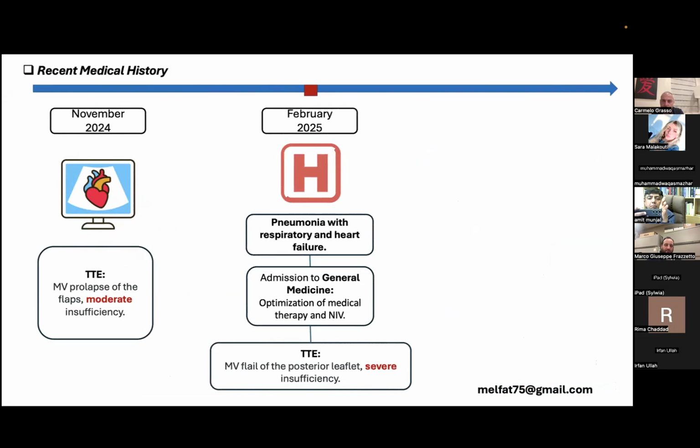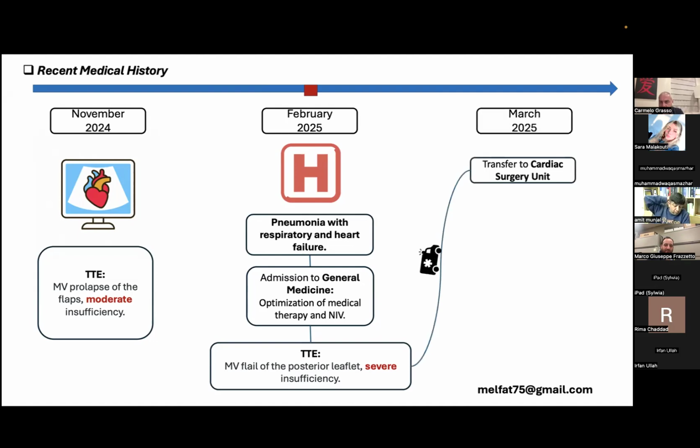In February 2025, he got a pneumonia with respiratory and heart failure, and was admitted to the hospital and was treated with non-invasive ventilation. But at the transthoracic echo, we found a mitral valve flail of the posterior leaflet with a severe mitral regurgitation. And I will show you that severe is just diminutive, I would say. In March 2025, he was transferred to cardiac surgery units.